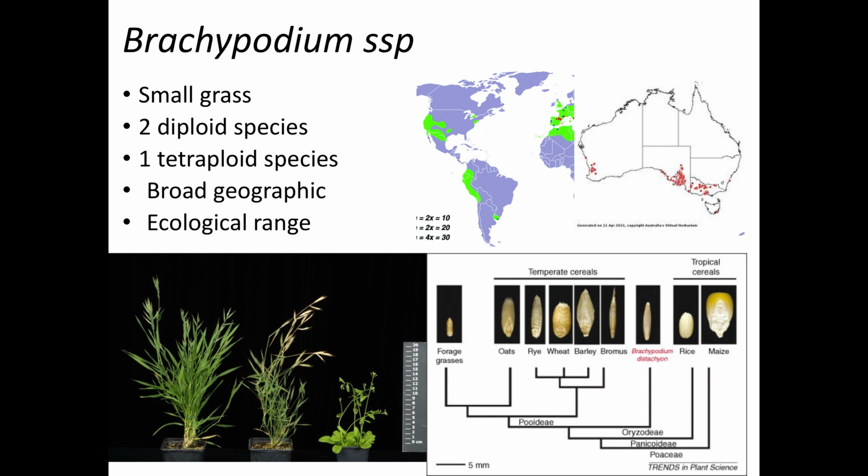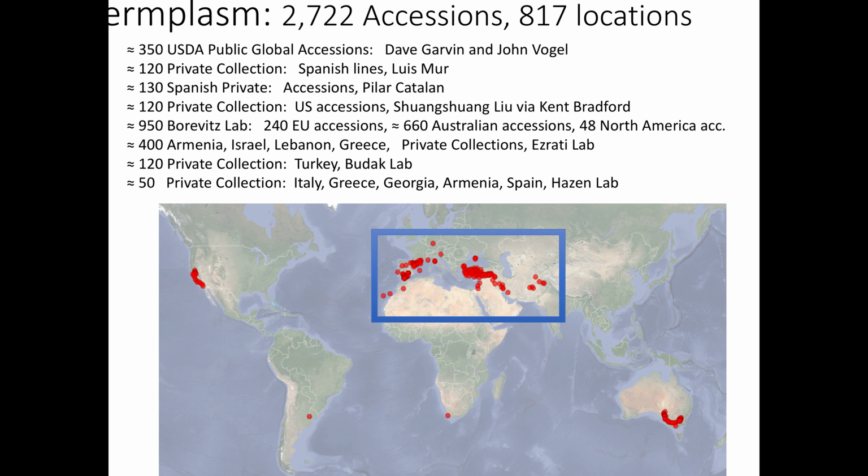So Brachypodium has been introduced to Australia and reported in the Atlas of Living Australia at many locations. We never made it out to Perth to sample, but we did catch a lot of new accessions around Adelaide and between Canberra and Adelaide. So we added some local accessions to the collection, as well as many from around the world.